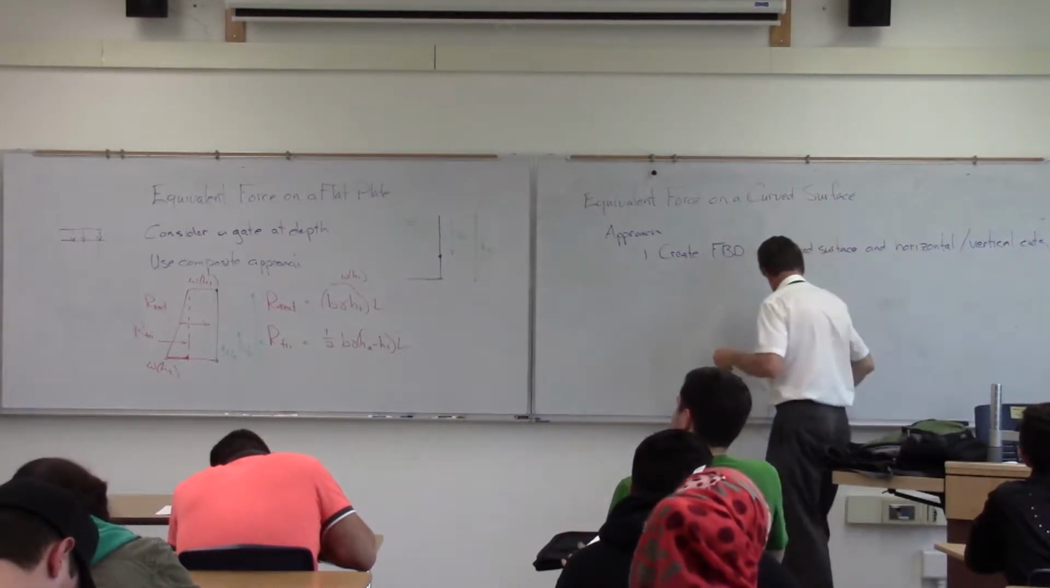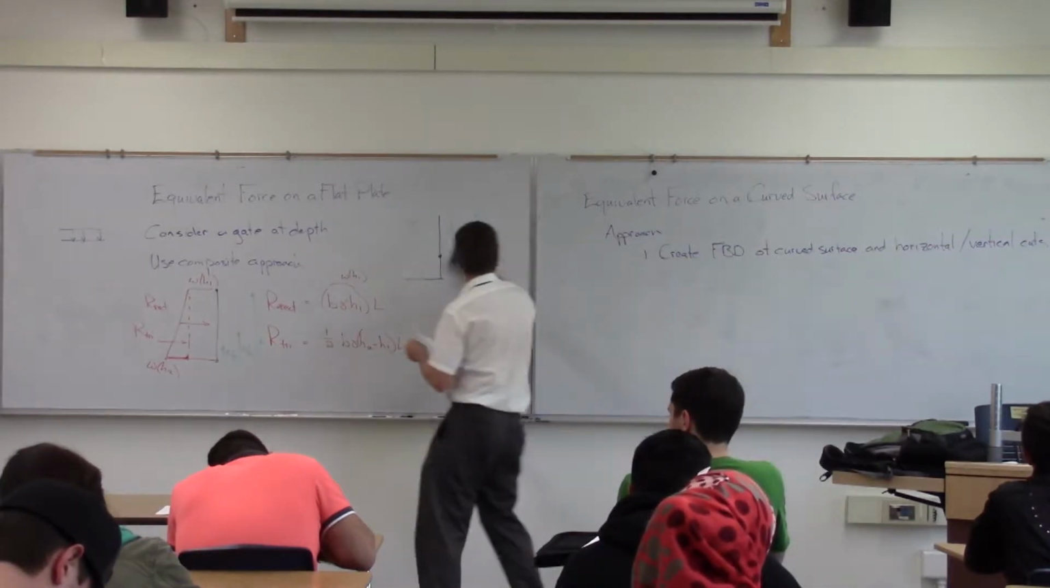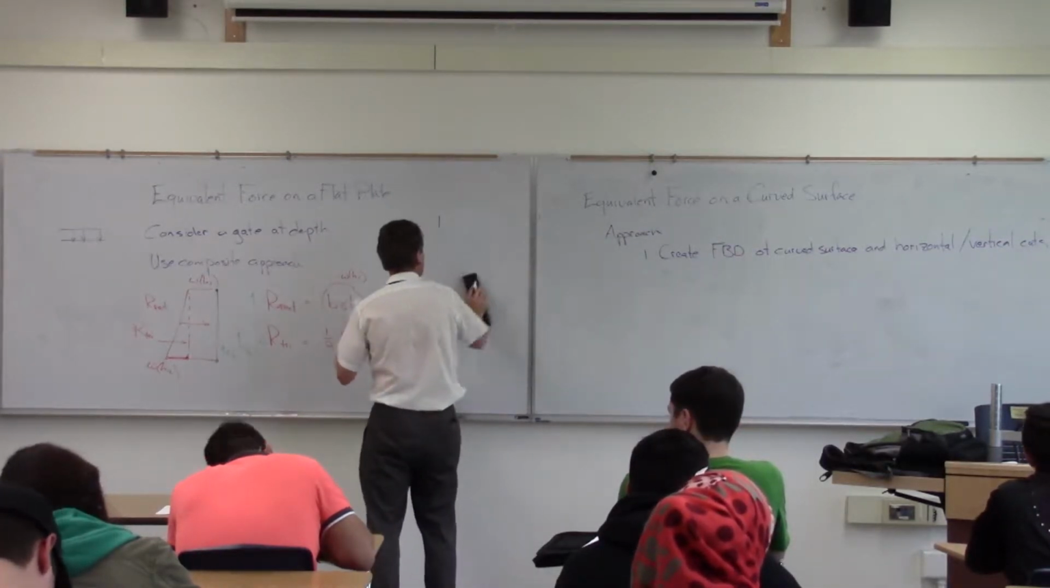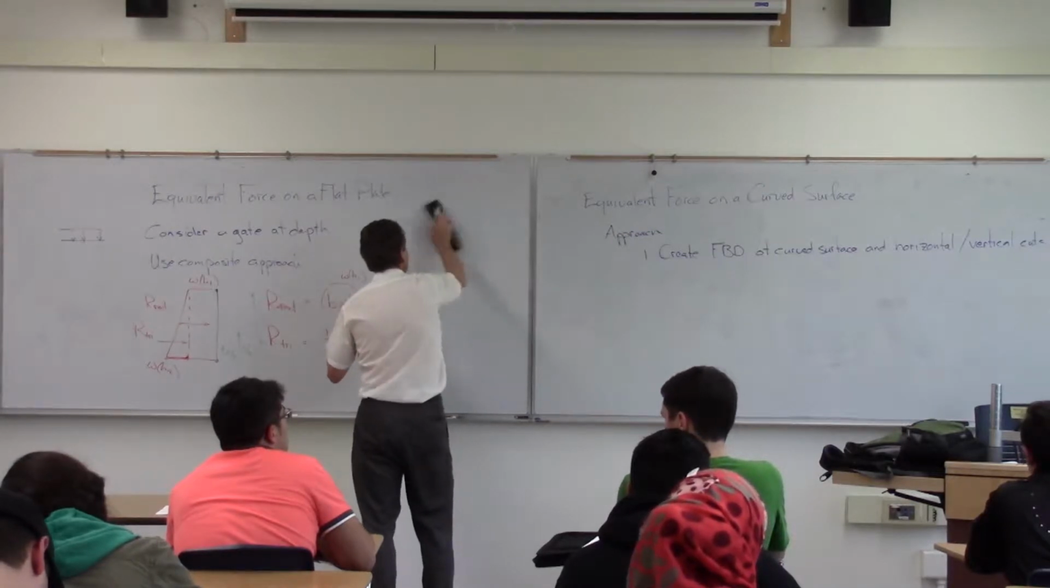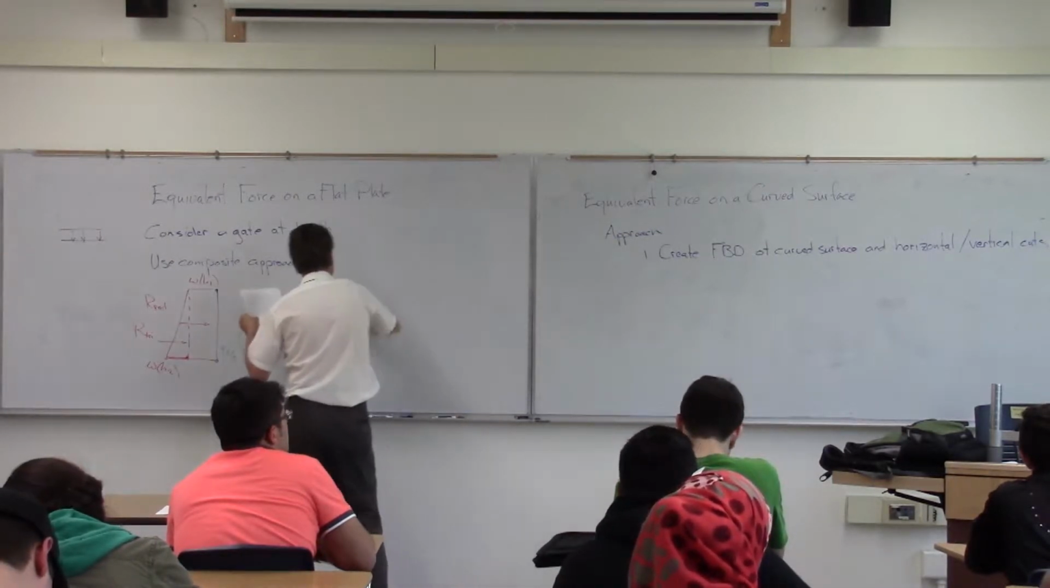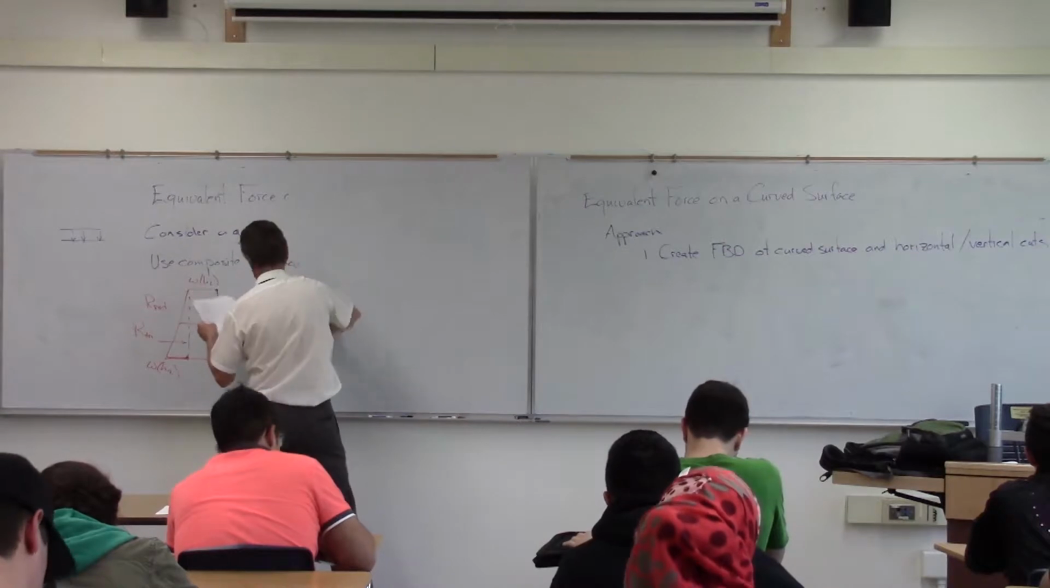Okay, and I'll start drawing that over here, but let you write that down. So what we're going to do is create a free body diagram, basically of a certain volume of water that's around that curved surface.